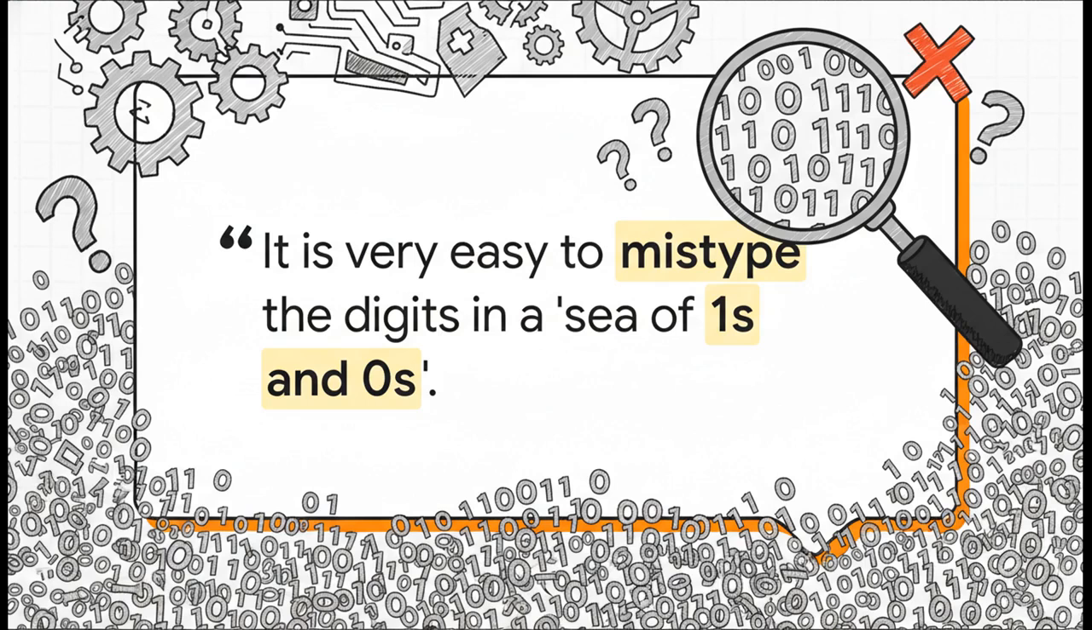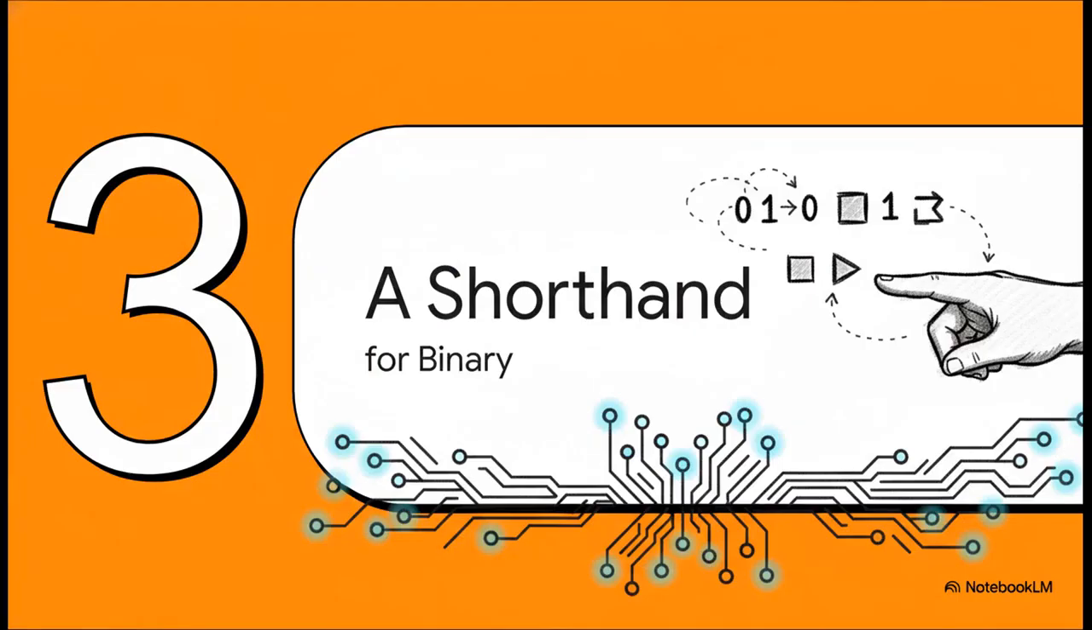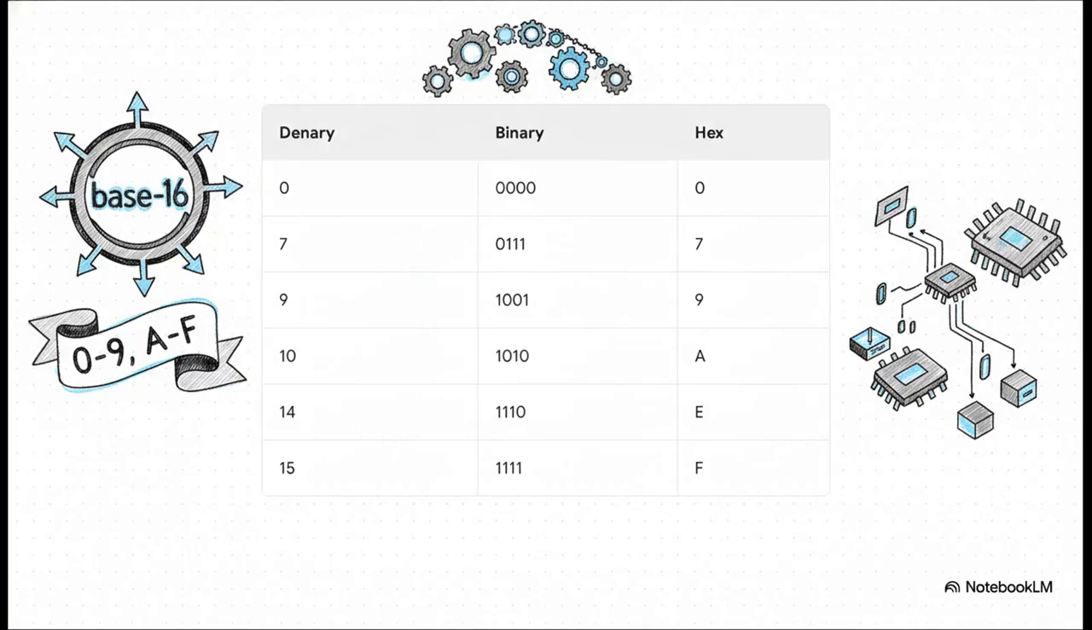So naturally, the smart folks who build this stuff came up with a much better way. That better way is a system that's basically a human-friendly shorthand for all this binary. Say hello to hexadecimal, or just hex for short. Now this is a base 16 system. So wait, how do you get 16 digits when we only have 0 through 9? Simple. You use 0 through 9, and then you just borrow the letters A through F to stand in for the values 10 through 15.